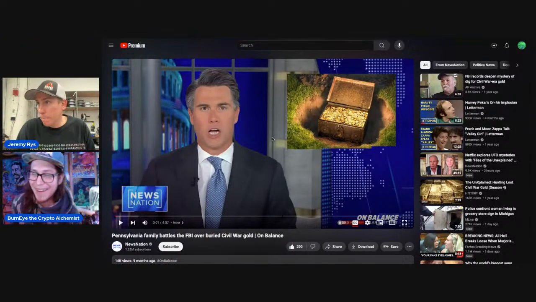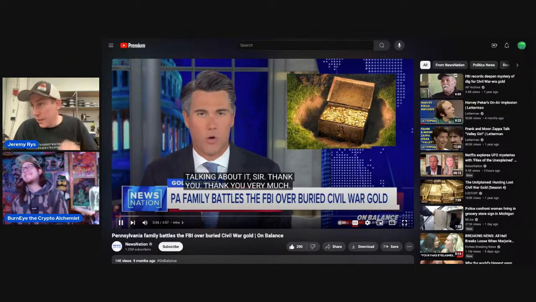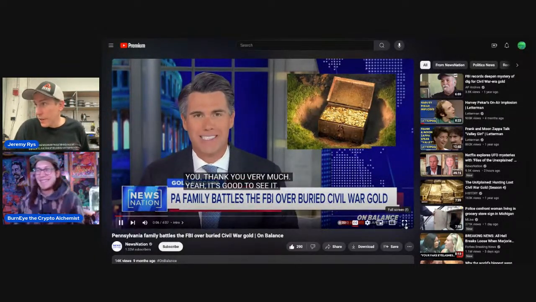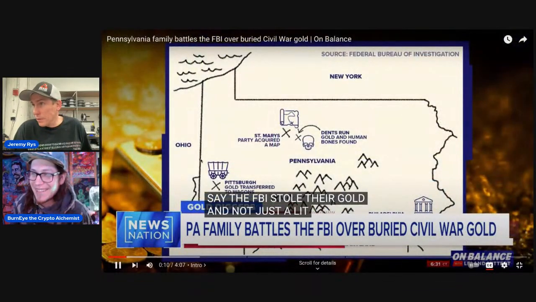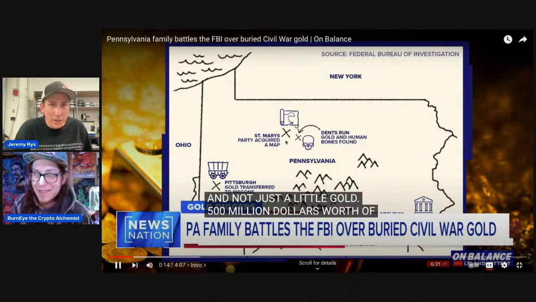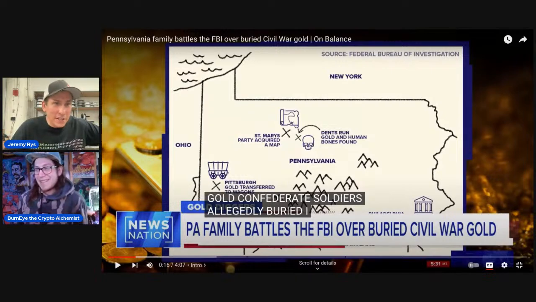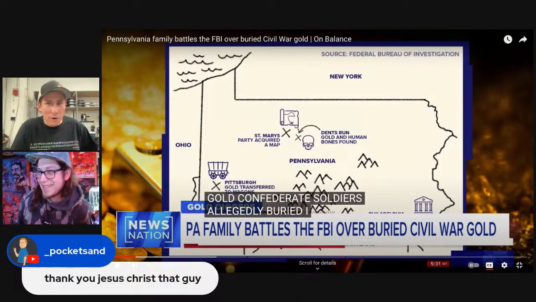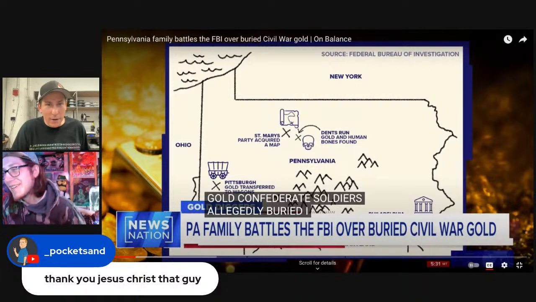All right. The FBI stole their gold, and not just a little gold. Check this out. This is $500 million worth of gold. Confederate soldiers allegedly buried it in the middle of rural Pennsylvania as the Civil War ended. These guys, Dennis Parada and his son, were looking for the missing Civil War gold, and they found it. They said, we got a huge hit. There should be 14 tons of gold buried under the ground here. They went over it with all their equipment.